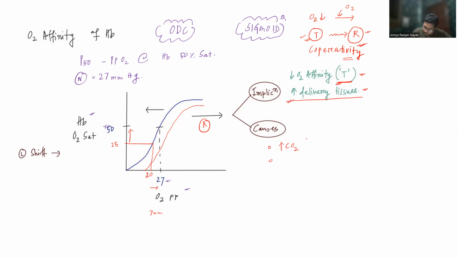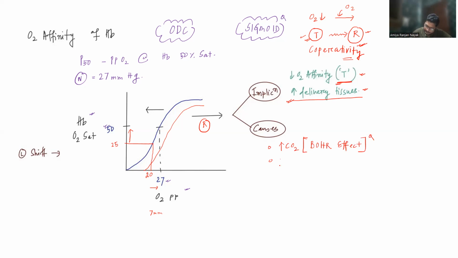I know that you must know that whenever carbon dioxide concentration increases, it shifts the curve towards the right and releases the oxygen, and this process is known as the Bohr effect. This we must have studied in physiology also.